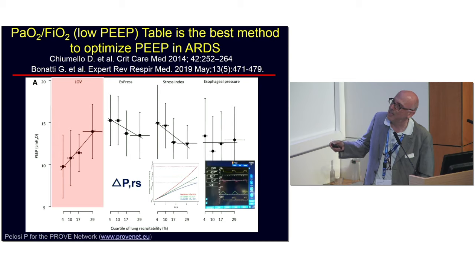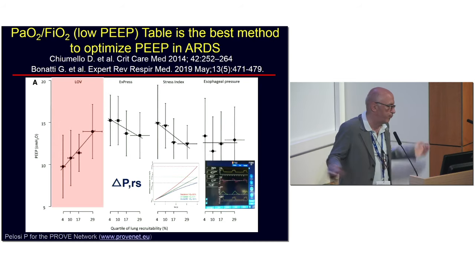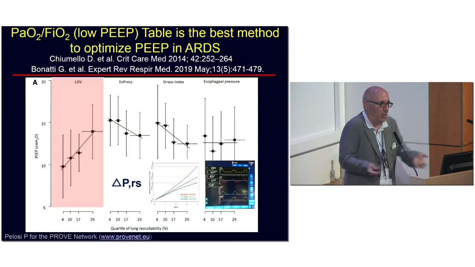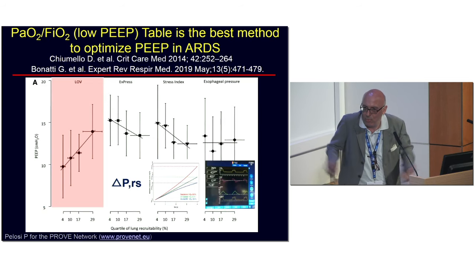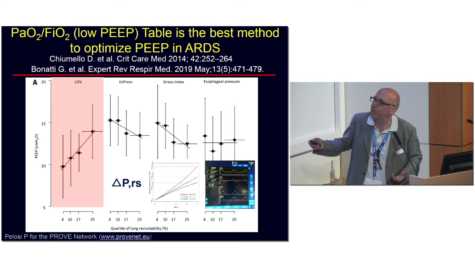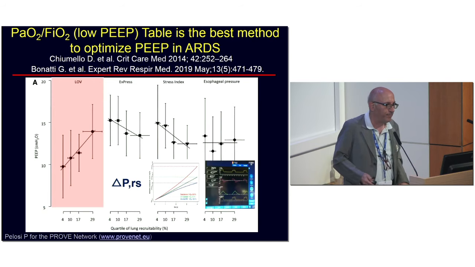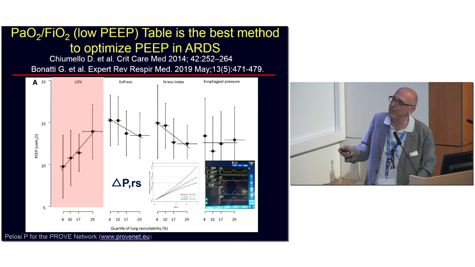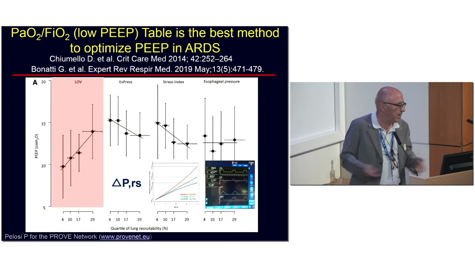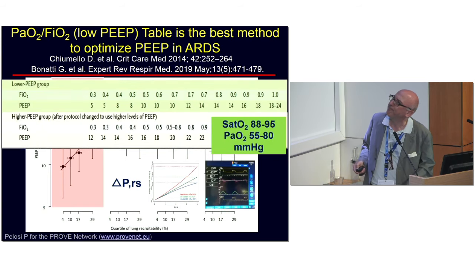If you use the stress index, the same, and if you use the esophageal pressure, it has no real value. So in fact, you can do whatever you want. Okay, it's even worse than this. At least here you know that you are worse. Here you don't know because it's a lottery number.